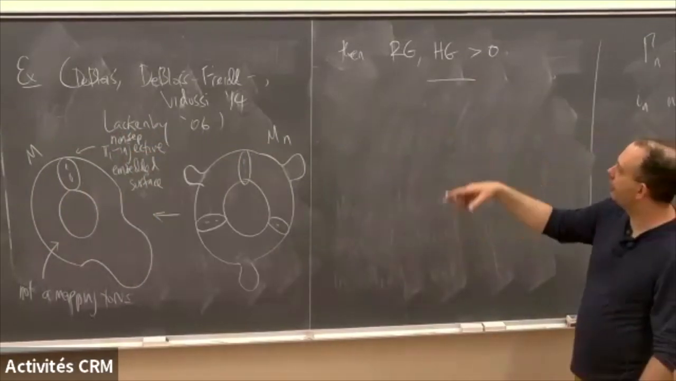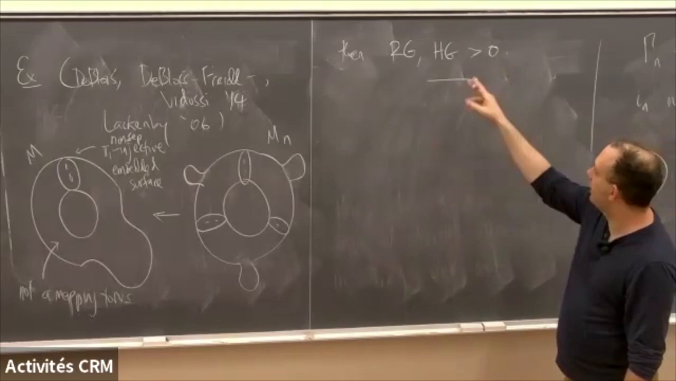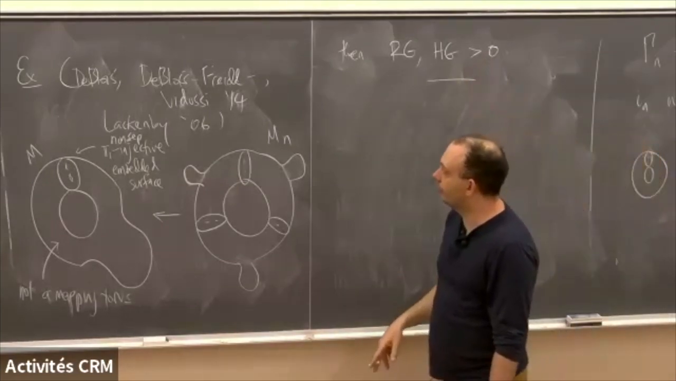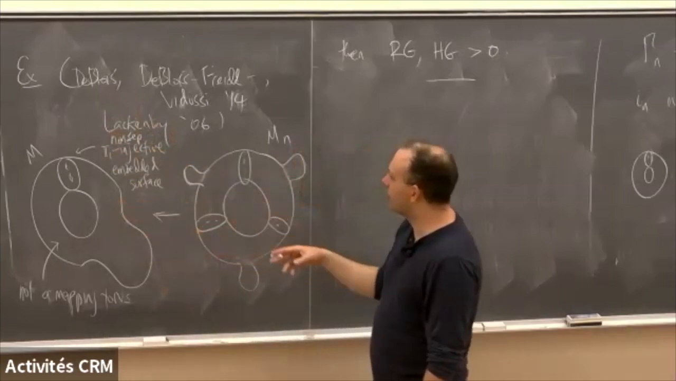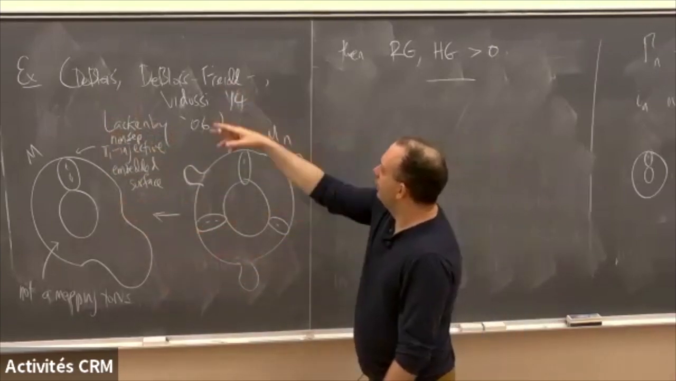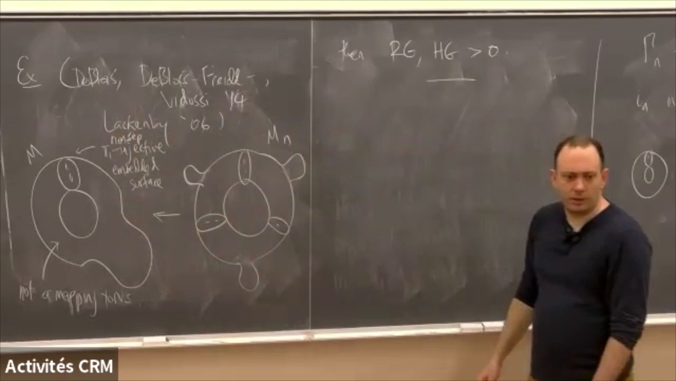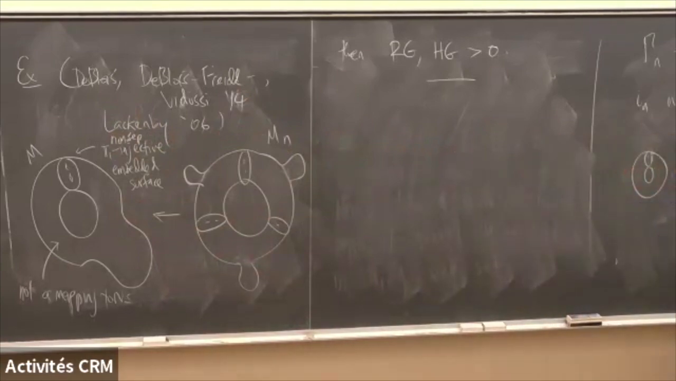And with the attributions, Lackenby shows Heegaard gradient is positive, and Du Bois initially did this for hyperbolic manifolds, and then they generalized it to more general three-manifolds. If you had only unwrapped it.